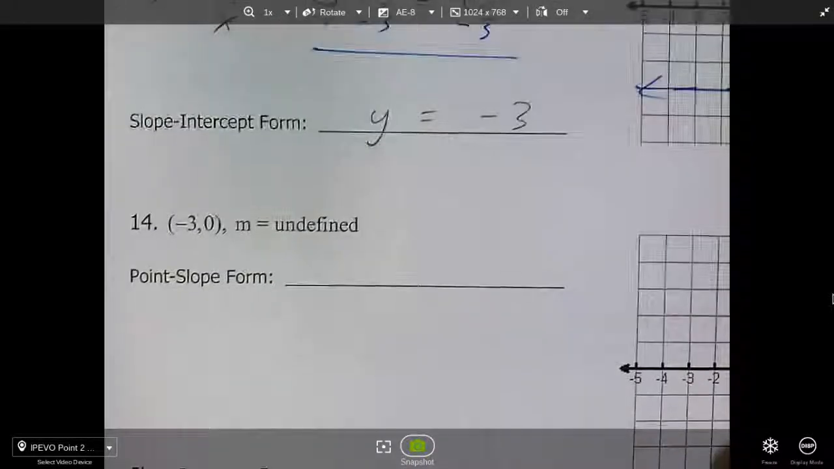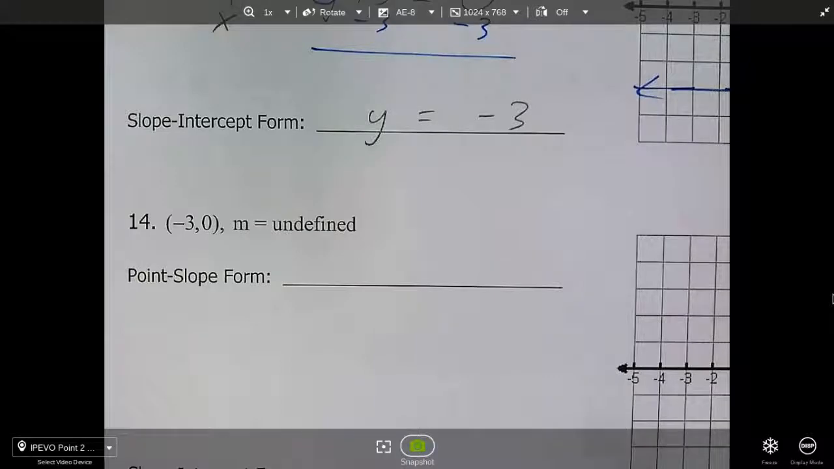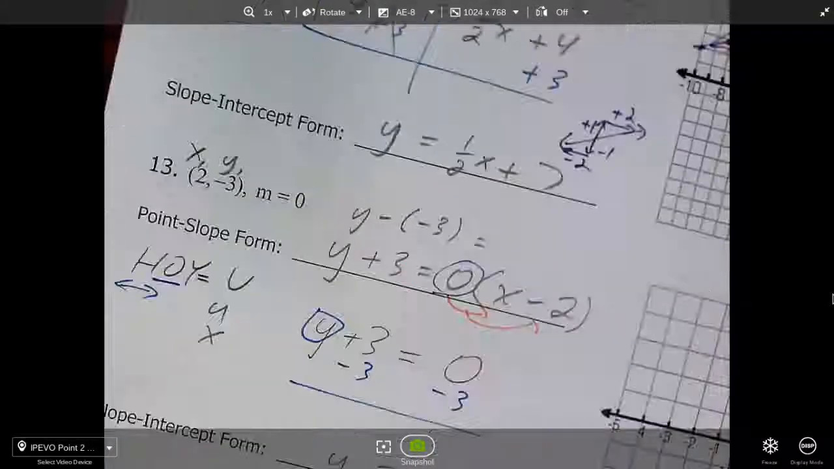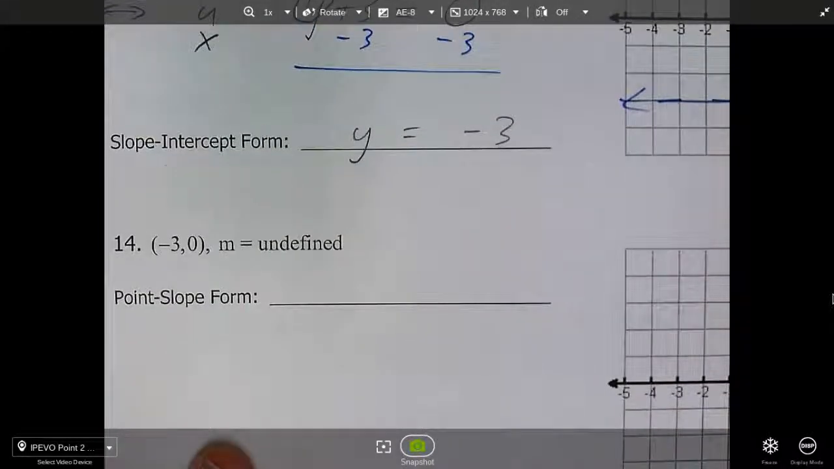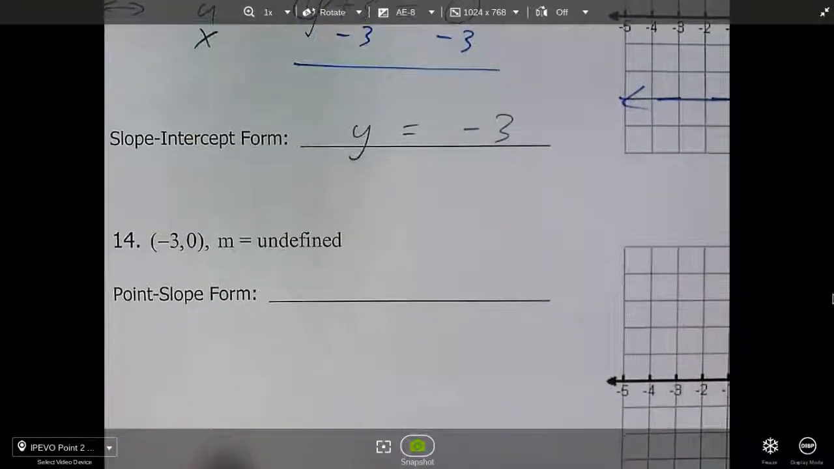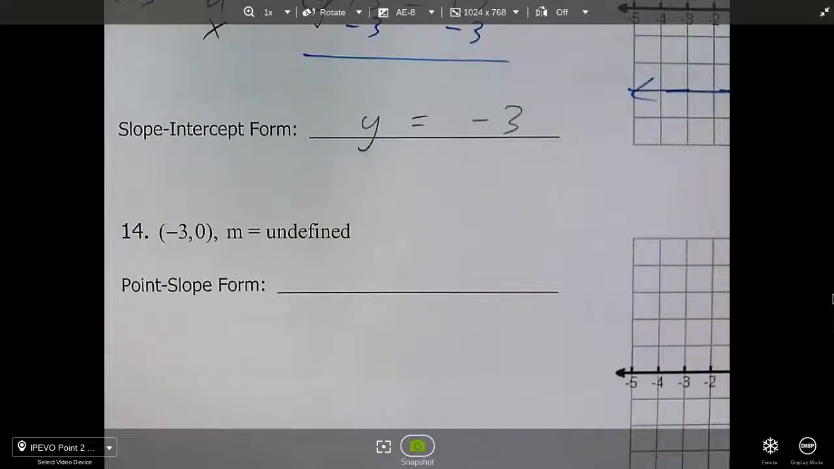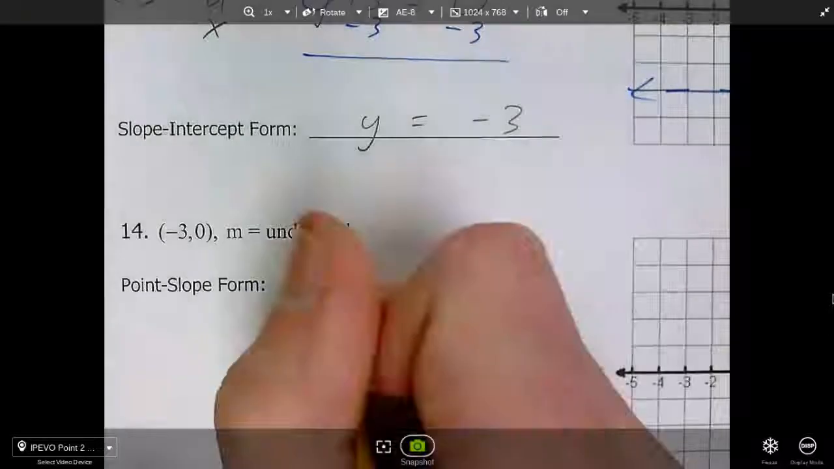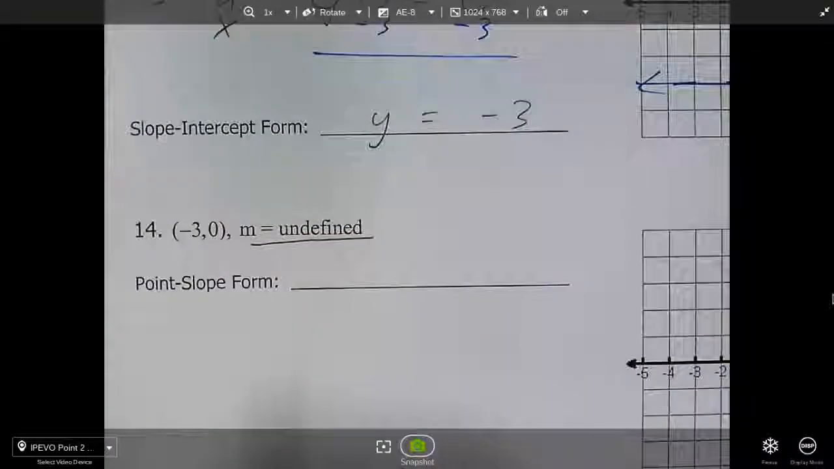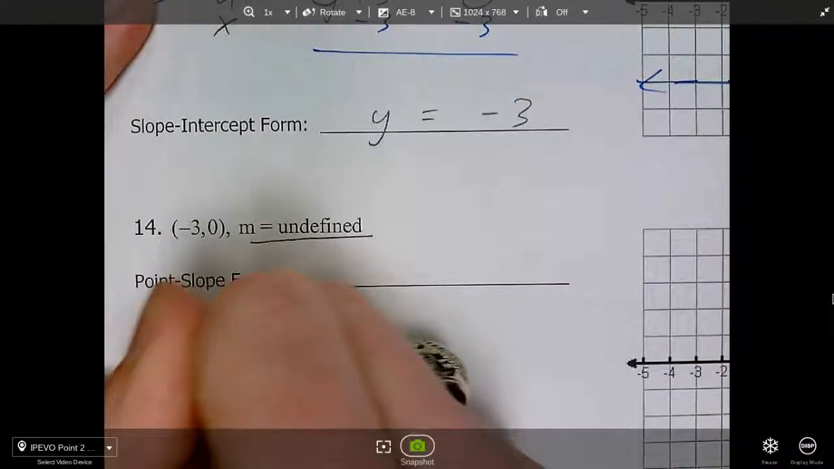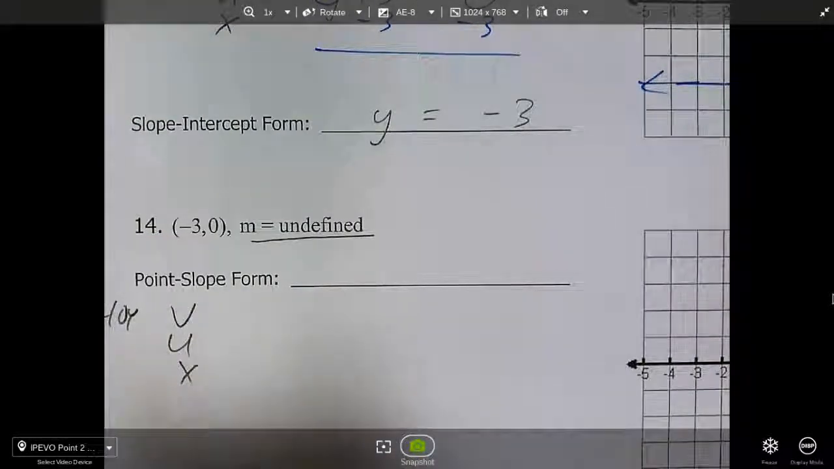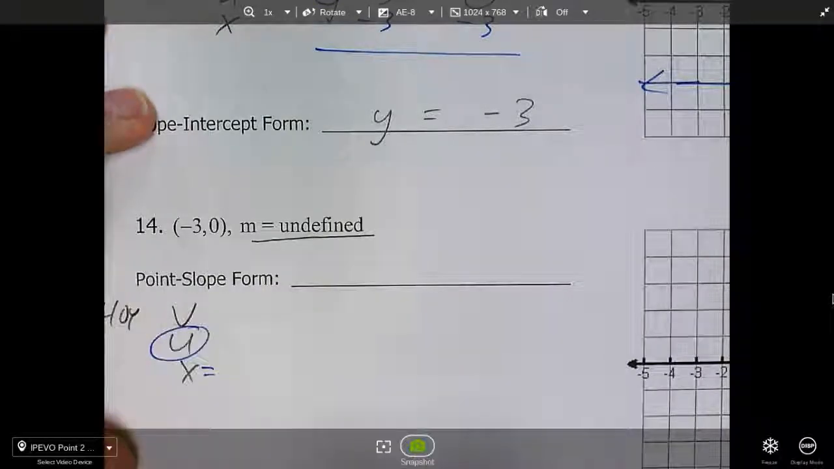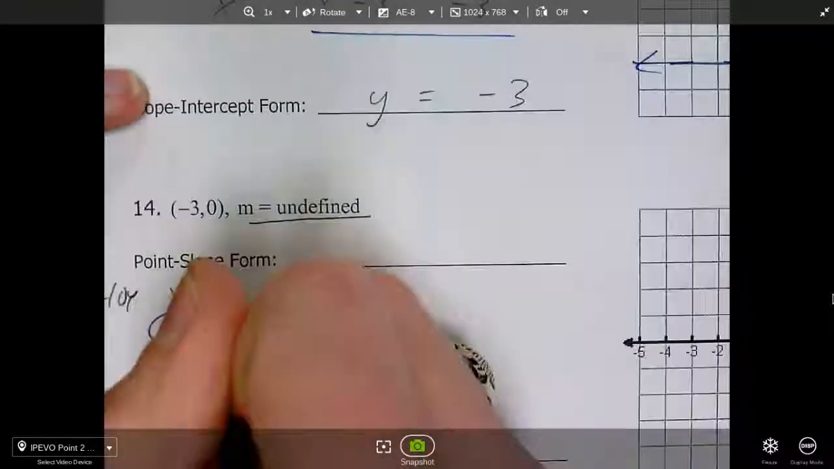Okay. Number 14. Last one for the day, I believe. Yep, last one for the day. Now, before I even go into point-slope and all that, there is something very, very strange about this one, different from all the rest, and that is the slope is undefined. So looking back at the notes, if you have an undefined slope, your line's going to be an x equals, and it's going to be a vertical line.